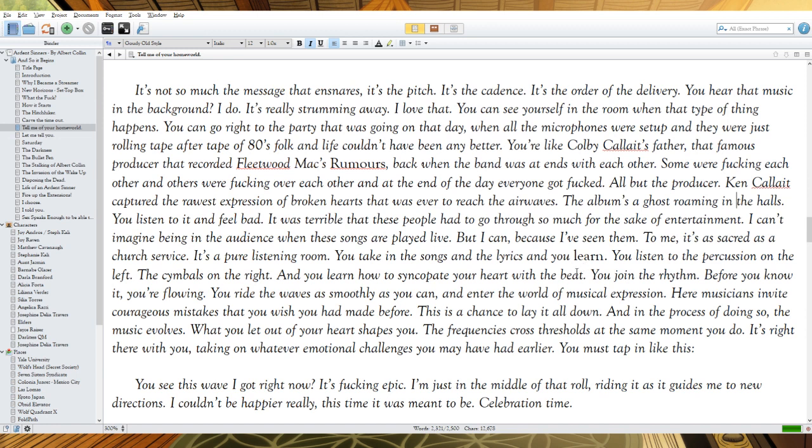You take in the songs and the lyrics and you learn. You listen to the percussion on the left, the cymbals on the right. And you learn how to syncopate your heart with the beat. You join the rhythm. Before you know it, you're flowing. You ride the waves as smoothly as you can and enter the world of musical expression. Here, musicians invite courageous mistakes that you wish you had made before, that you wish you could make.